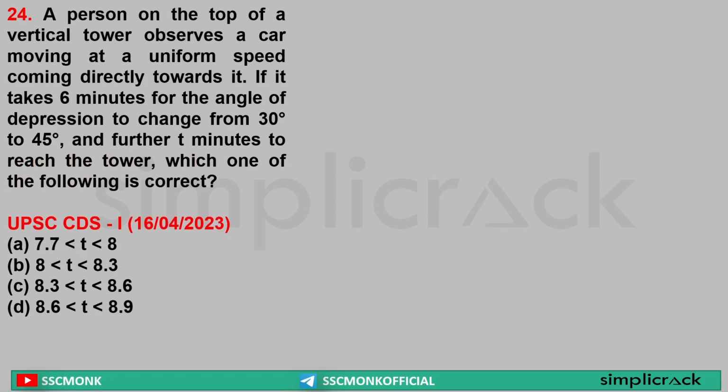Next. A person on the top of a vertical tower observes a car moving at a uniform speed, coming directly towards it. If it takes 6 minutes, simple question. Homework. If you can't do it, I will solve it.